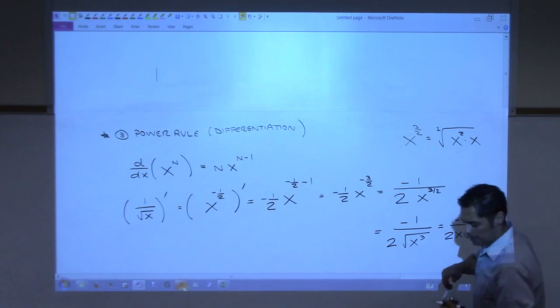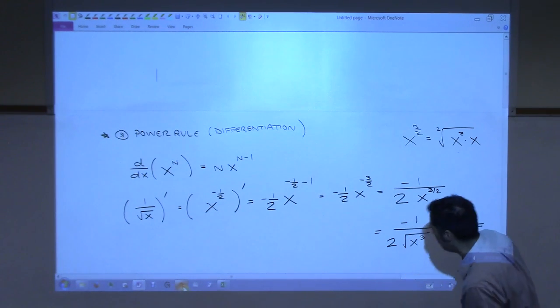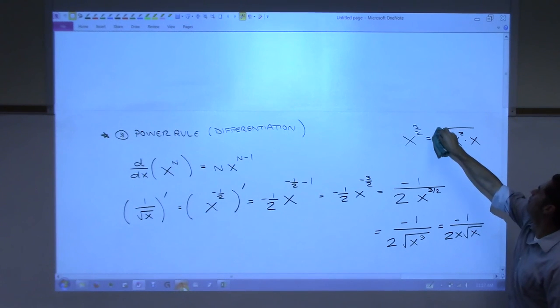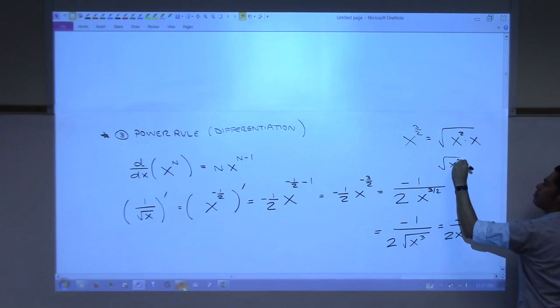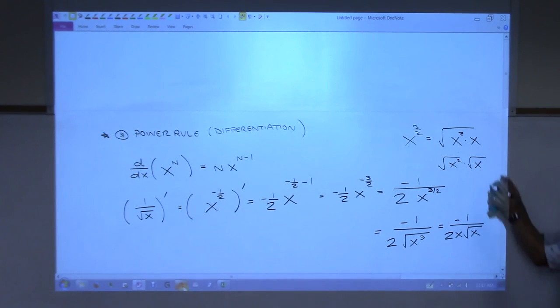Let me go back up here. This right here, do you agree with that? Okay, now this is square root of x squared times square root of x. I can split it into two roots. Square root of x squared is just x, and then root x. That all right? But it would have been okay to leave it the original way for this purpose.